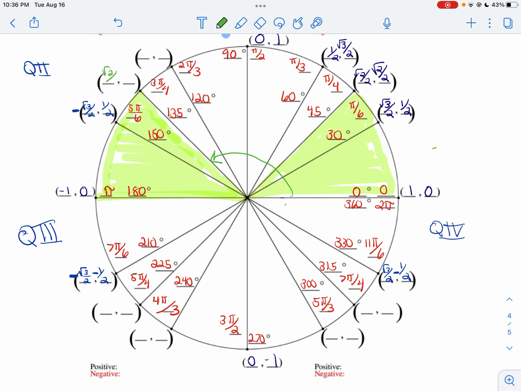The difference is that in quadrant 2, my x's are negative. So I need to find an angle in quadrant 3 that has a reference angle of 45 degrees. And that angle would be this angle at 225 degrees. And so at 225 degrees, I have the square root of 2 over 2 and the square root of 2 over 2. But I'm in quadrant 3, so my x is negative and my y is negative.